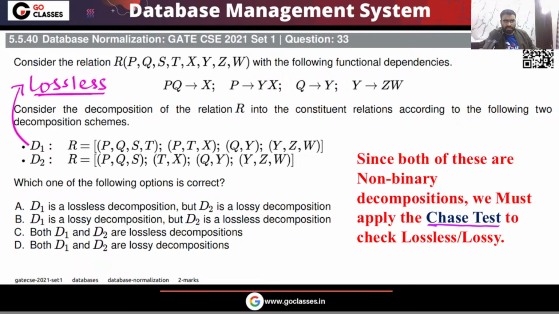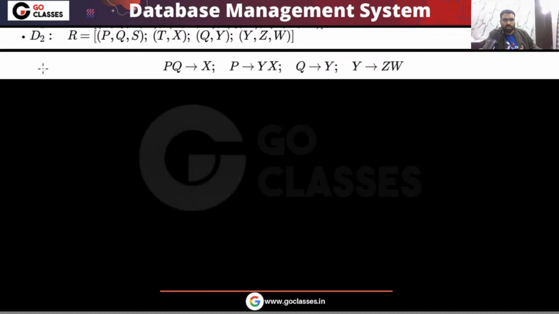Okay, and let's check about D2. Now we will check whether D2 is lossless or lossy. So you can see this is the D2 decomposition. Again, this is a non-binary decomposition. We are decomposing our relation R into 4 sub-relations. So again what we will do is apply the chase test, because to check whether a non-binary decomposition is lossless or lossy, we should always apply the chase test.